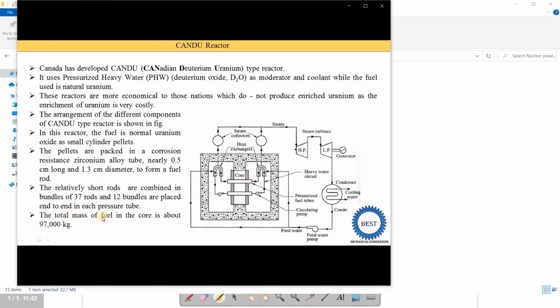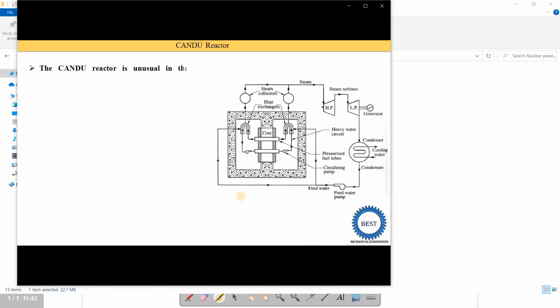The total mass of fuel in the core is about 97,000, that is the number of fuel tubes there. So the total weight of the fuel is 97,000. In a CANDU reactor we are able to refuel the core in operating condition, meaning we do not need to stop the reactor for refilling the fuel.